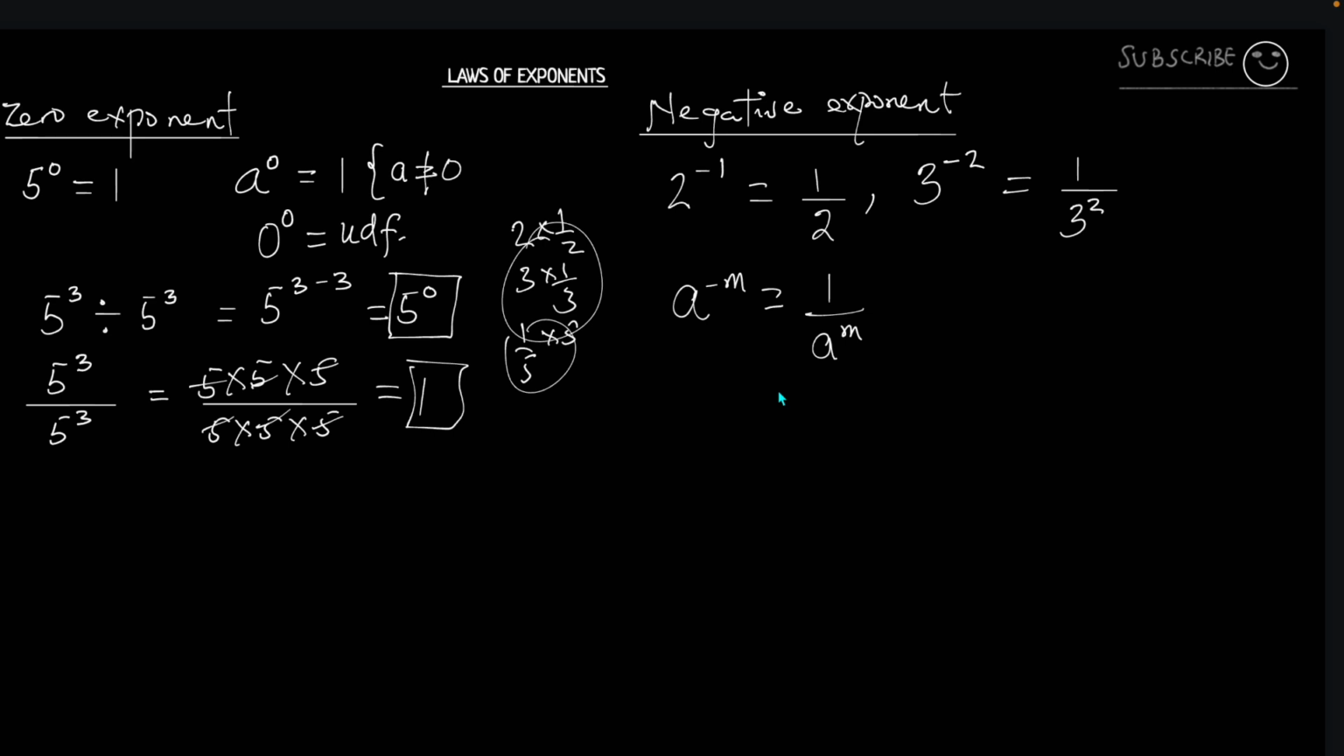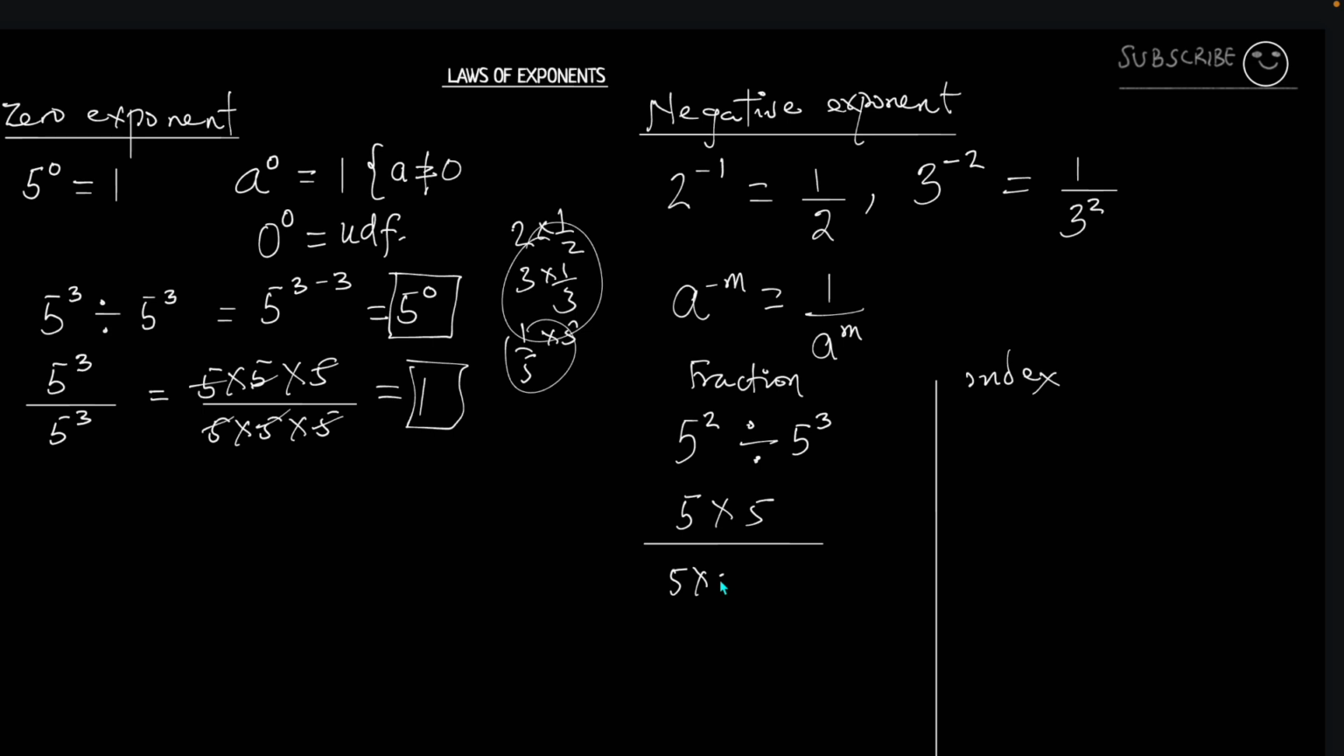What explanation do we have for this? Let's say we are trying to divide 5 raised to the power of 2 by 5 raised to the power of 3. We're going to do this in two forms. We're going to divide it directly to give us an answer in form of fraction, and we're also going to do it in index form. So we're just going to take the fraction part here, and the index part here. The fraction part basically is just taking 5 times 5, which is 5 raised to the power of 2, over 5 times 5 times 5, which is 5 raised to the power of 3. This equals 1 over 5.